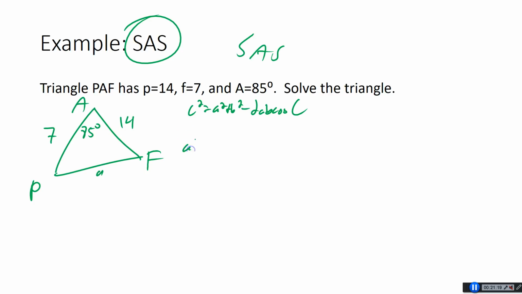So this is going to be a squared equals, I guess, f squared plus p squared minus 2fp cosine of angle A. Right? So I'm writing it out with letters, but generally I would just go right for the values. So a squared, A is what I don't know. So that's going to be 7 squared, which is 49. Plus 14 squared. 14 squared, let's see.